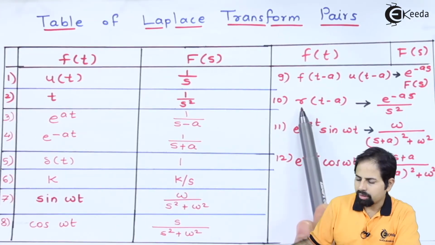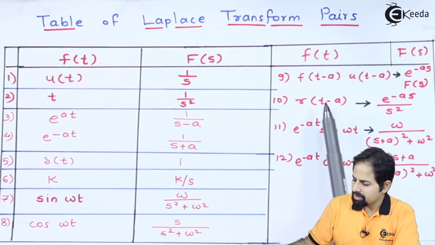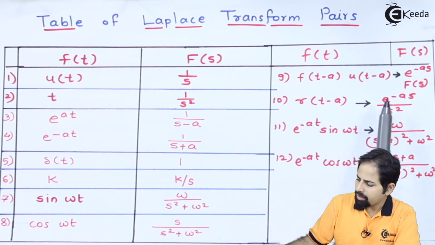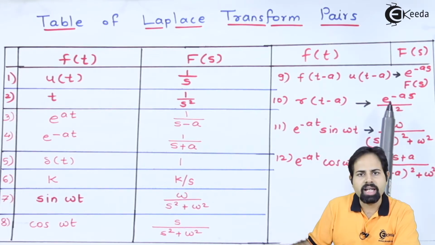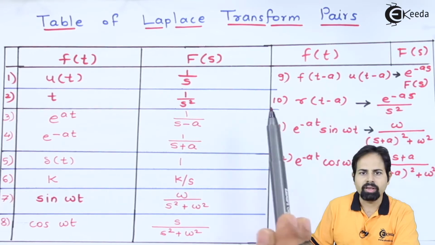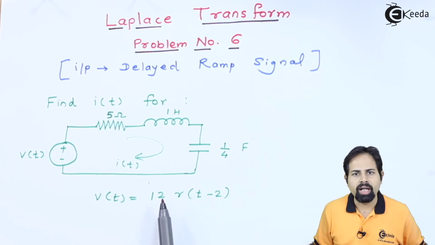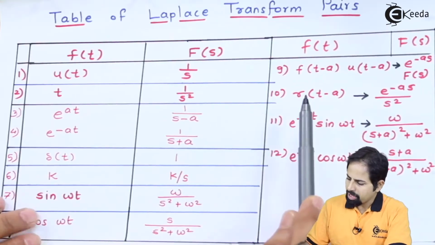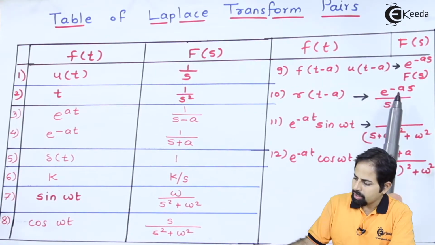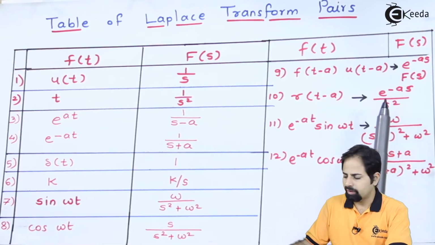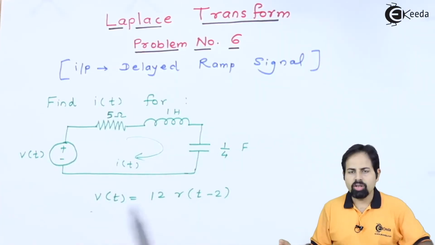So here you can see a signal r of t minus a. This is a delayed ramp signal, and the response is e raised to minus as divided by s square. So accordingly, for this signal, 12 will be the constant. It will be as it is, and r of t minus 2 will be e raised to minus 2s upon s square. So let's solve this problem.